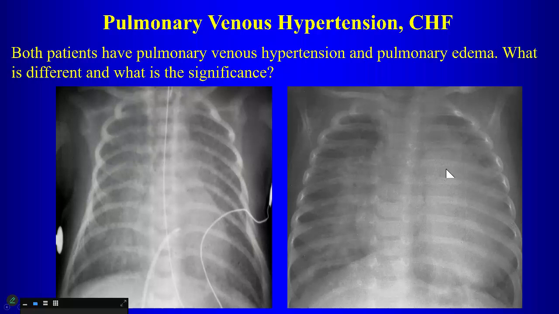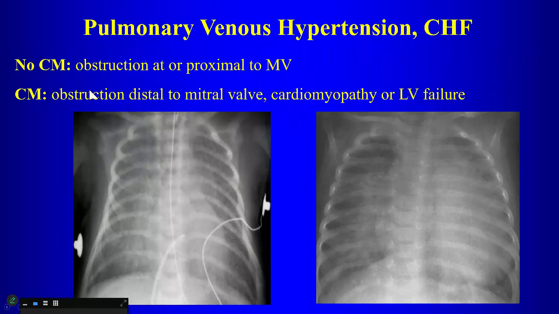And there are some other things also in this category, like anything that causes heart failure will give you a big heart, of course, and pulmonary edema. So the differential diagnosis can be a little more extensive when you have a big heart and failure in these babies. So no cardiomegaly, obstruction at or proximal to the mitral valve. Cardiomegaly, obstruction distal to the mitral valve, cardiomyopathy, or any cause of left ventricular failure. So any cause of left ventricular failure can give you a big heart with pulmonary edema, of course. Right?